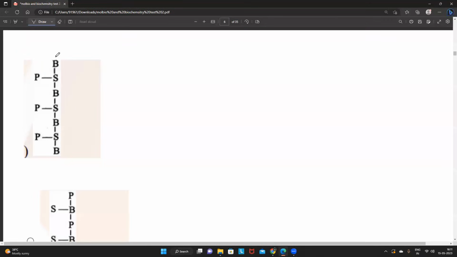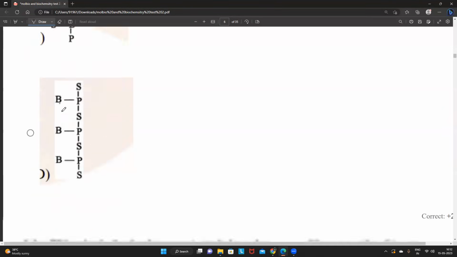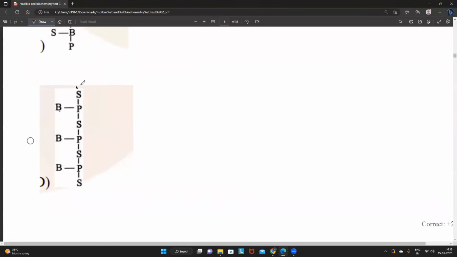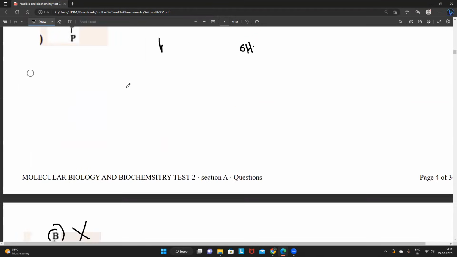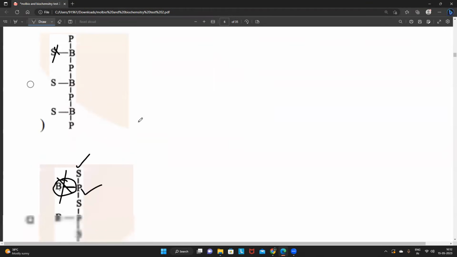Option B says that it is starting with base. That is also wrong. Option C says that sugar is attaching to the base. That is also wrong. Another option says that it will start with the sugar, then followed by the phosphate. They are showing that phosphate is associated with the base. That is wrong. Always remember, sugar is always associated with the base, and the backbone starts from phosphate to sugar. Hence, option 1 is the correct one. Very simple, little logical question.